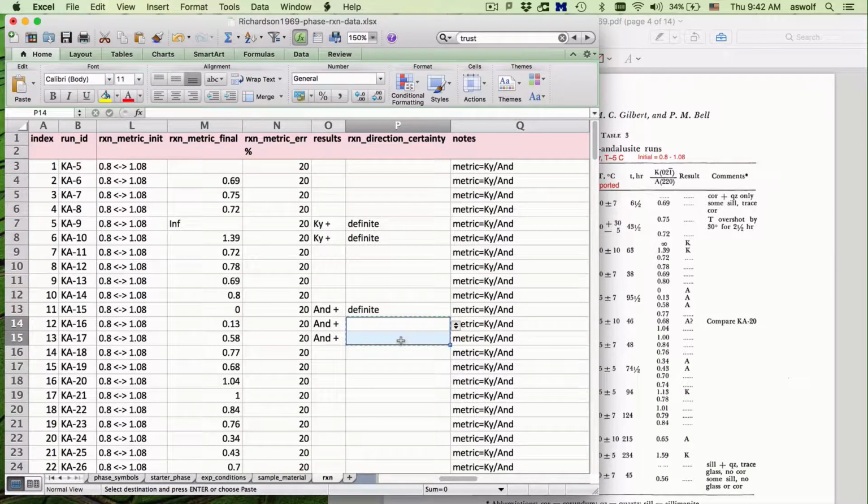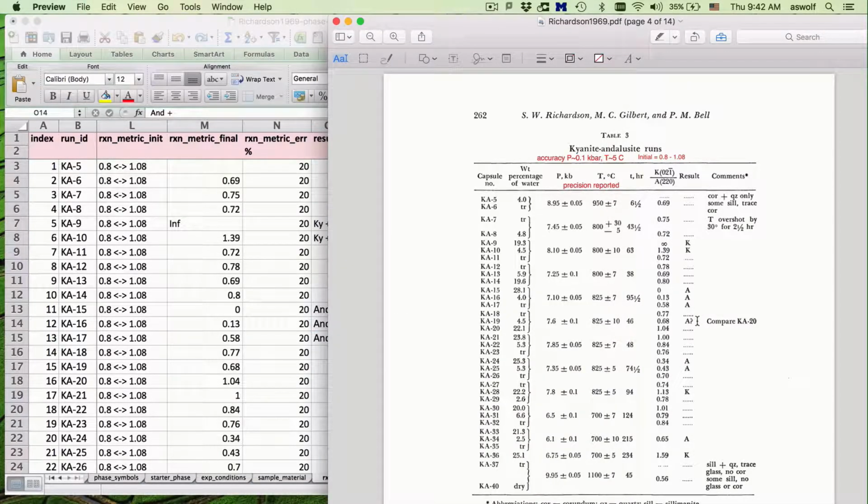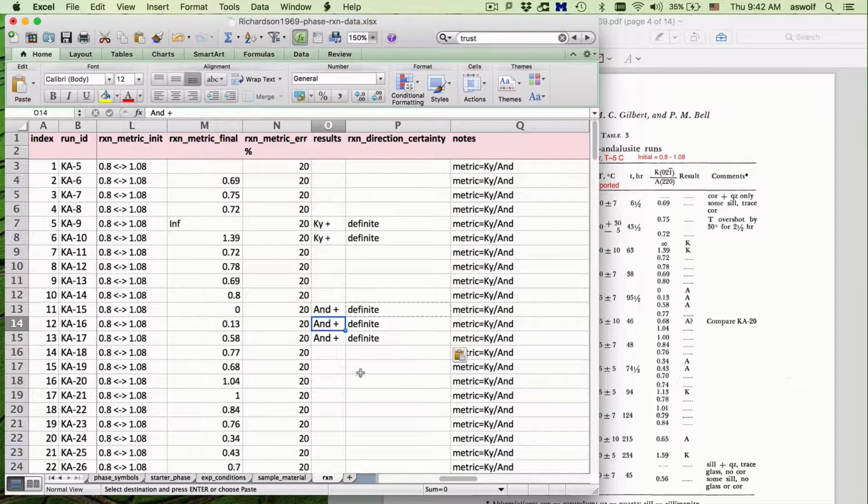Now, to be fair, it's not absolutely required that you put definite, because we've used a plus sign here and not a plus question mark. So plus already indicates that unless we indicate otherwise here, it's a clear reaction. But you can do that if you like. Then we have a questionable andalusite reaction for run 19. Andalusite plus question mark.